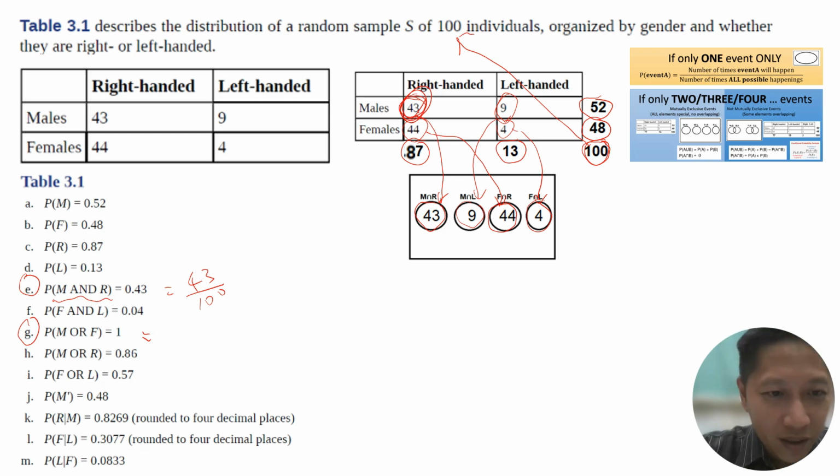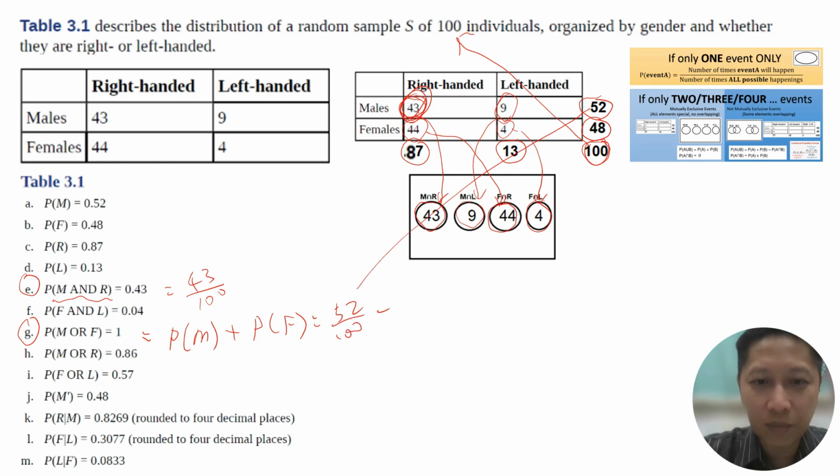So to get male or female, because of the union, we can expand it into P, probability of getting male, plus probability of getting female. So male is 52 here, divided by 100, plus female is 48, divided by 100. So we get 100 over 100. That will be equivalent to 1. So G is 1.